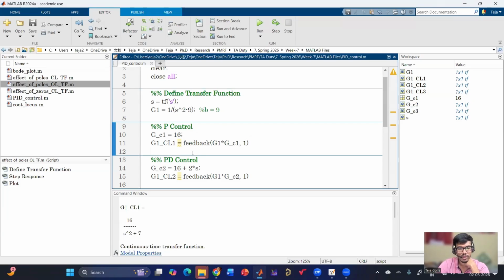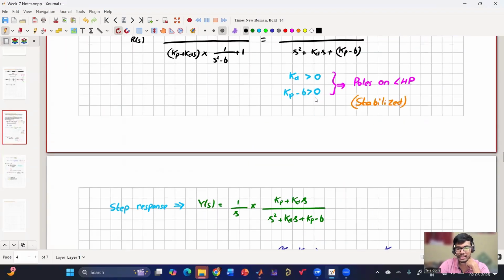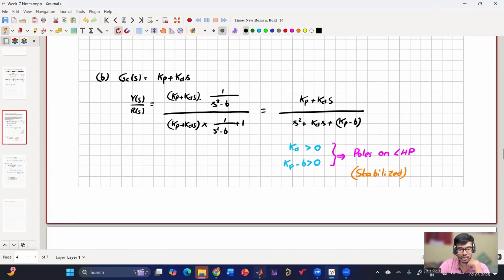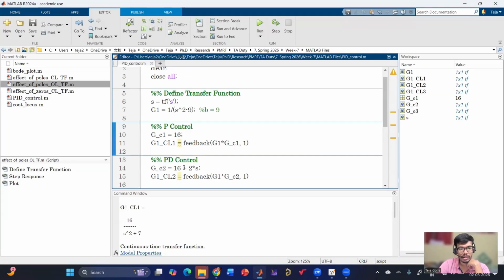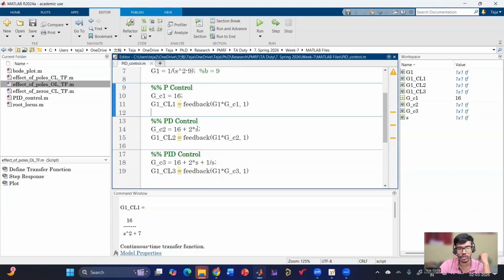Yes, sir. Now coming to PD control, in order to stabilize, I got one condition: Kp should be greater than B, which means Kp should be greater than 9, and Kd should be positive. My transfer function is Kp plus Kd into S. So I have considered Kp to be 16, which is greater than 9, and Kd to be 2. So my transfer function is 16 plus 2 into S, and the closed loop transfer function is G1 into GC2.